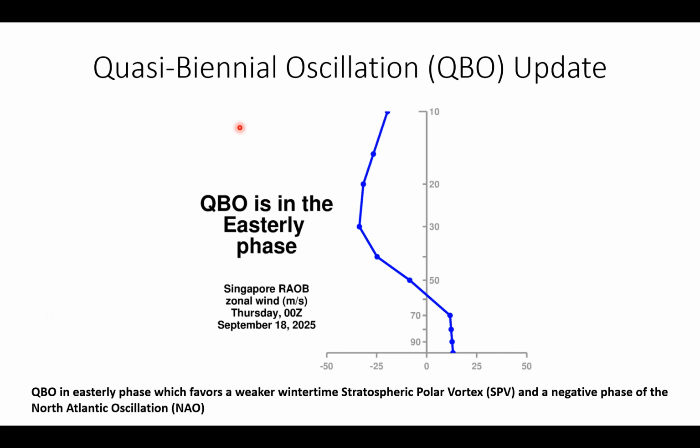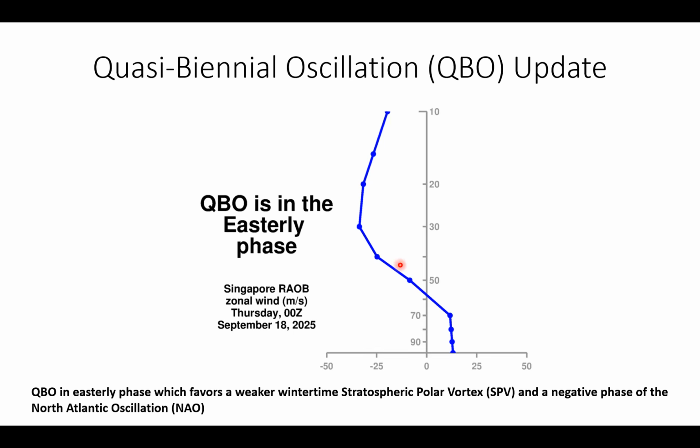If we look at the quasi-biennial oscillation, the latest update on the QBO, you notice this blue line here. It's basically anywhere to the left of this. This is the pressure in millibars over here. The solid gray vertical line. Anywhere left of the solid gray vertical line, we are in an easterly phase of the QBO. All right. Negative values are associated with that easterly phase of the QBO.